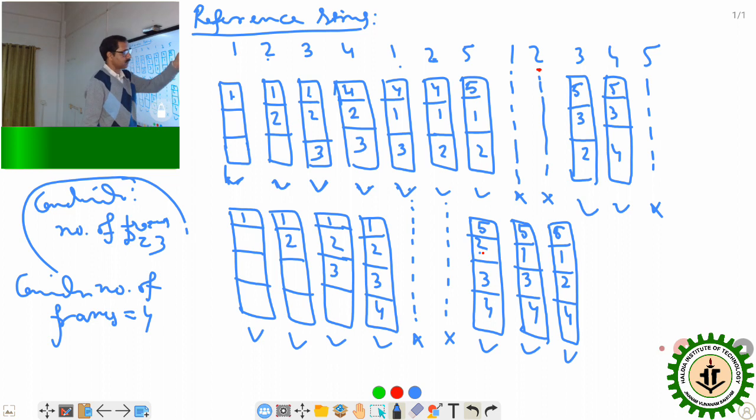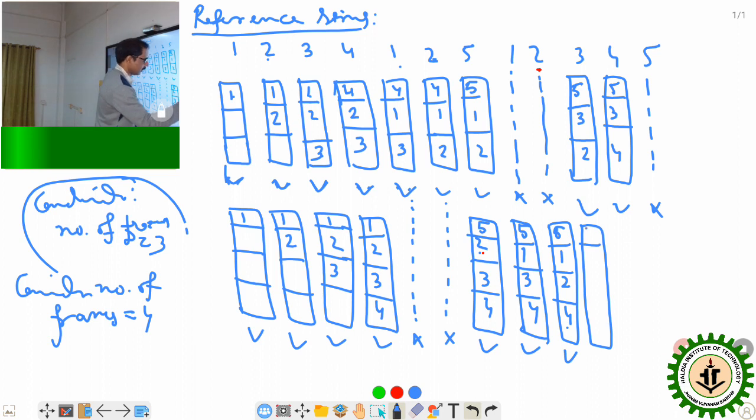Not a single one is the reference string 3. So 3 must replace one page from among these 4 frames. Which one is the oldest one? 4. So 4 will be replaced by 3. 4 will be replaced, giving 5, 1, 2, 3. Okay, again a page fault occurs.